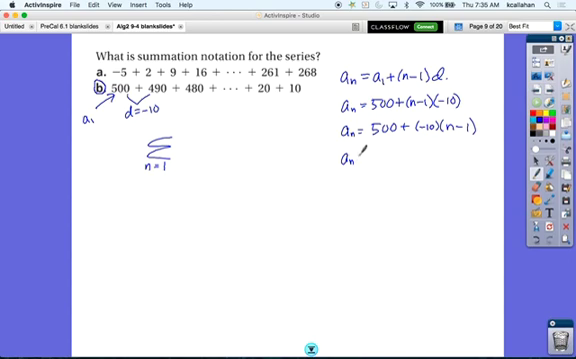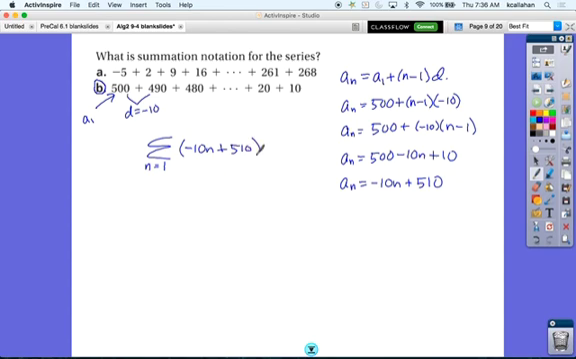In any case, I'm going to get a_n equals 500 minus 10n plus 10. So a_n equals negative 10n plus 510. Okay, now let's make sure that this works. Let's plug in a couple values of n. If n equals 1, then I get negative 10 plus 510, which is 500. If n equals 2, I get negative 20 plus 510, which is 490. So it works. It's giving us the right terms.